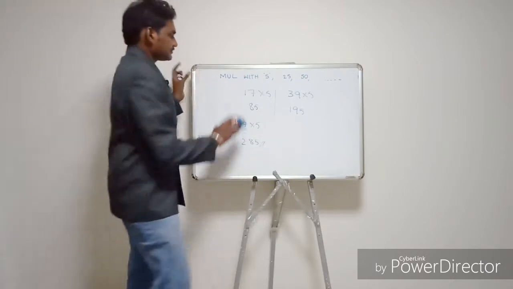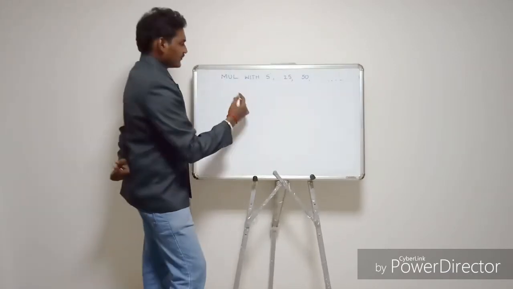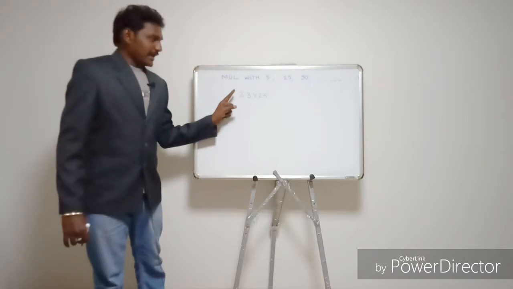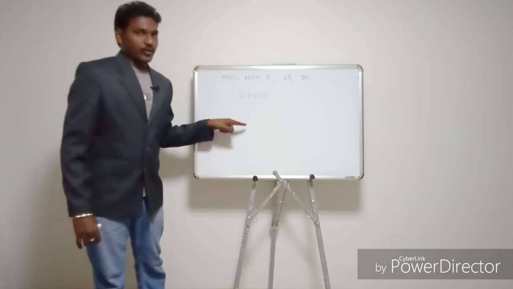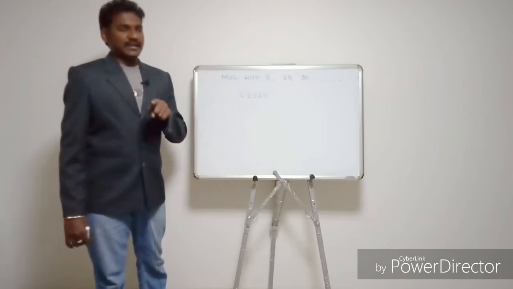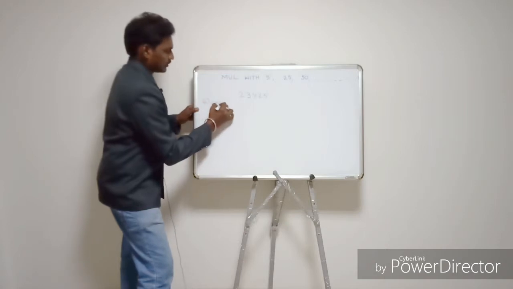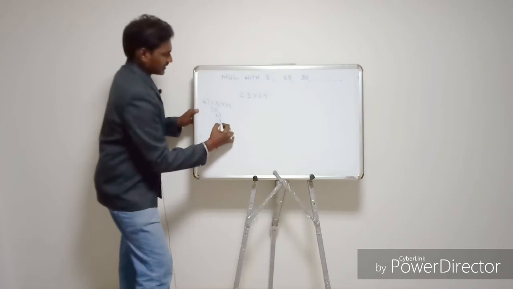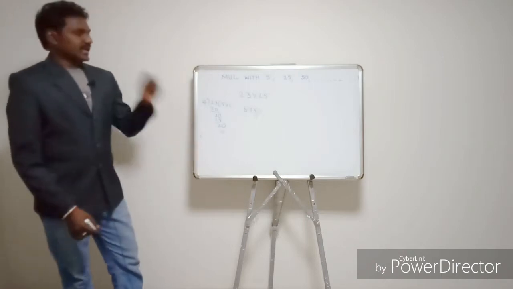Similarly, whenever we are multiplying with 25, let us take 23 into 25. Don't multiply 23 with 25. Instead, first divide by 4. 23 by 4: 4 5s are 20, 3 is remaining, so 30. 4 7s are 28, so 20, 4 5s are 20. We get 5.75, right? 575. That is the answer.